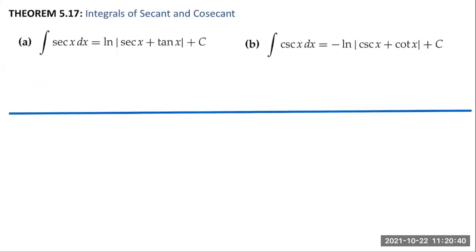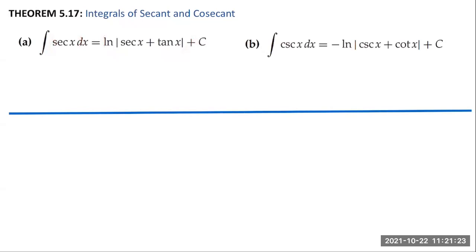Here is the first integral formula that we have, theorem 5.17, integrals of secant and cosecant functions. The integral of secant x is going to be ln of the absolute value of secant x plus tan x, plus a constant. How do you prove that this formula is true? All you need to do is show that this is an antiderivative of your integrand. Your integrand is secant x. That will prove that the indefinite integral of secant x is exactly this function plus a constant. Take the derivative of this part and show that you get secant x.